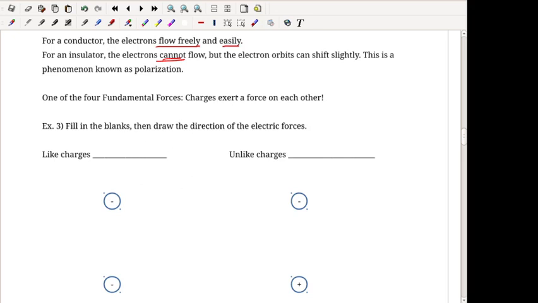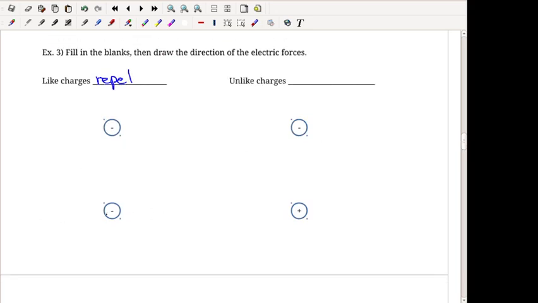So the electric force, the force between positive and negative, is one of our 4 fundamental forces of physics. Charges, it turns out, exert forces on each other. So we're going to fill in the blanks and then draw the direction of the electric forces in each of these cases. So, like charges, that have the same sign, both positive or both negative, like charges repel. They want to get away from each other. So, looking at this drawing, this negatively charged particle and this negatively charged particle want to go away from each other. So they both exert a force in totally the opposite direction from each other.